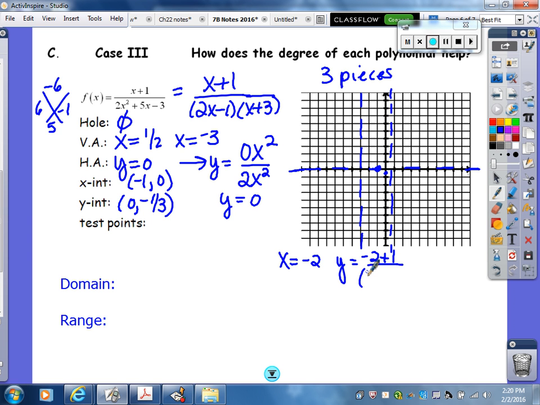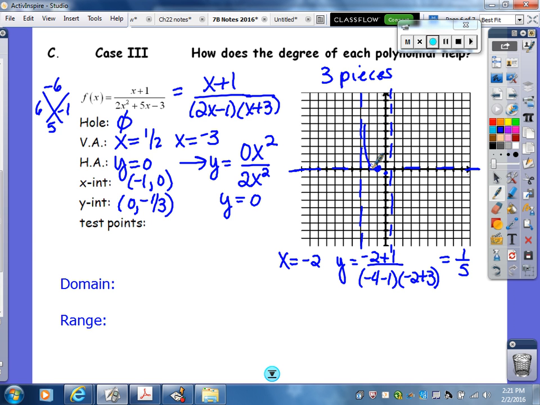2 times negative 2 is negative 4, minus 1, times negative 2 plus 3. Do that math and you should be getting 1/5, positive 1/5. Since I'm plugging into a point, I'm counting from the origin, and I'm plugging into the original graph. I'm not going to get to rotate any points on this. So this is going to go left 2, up 1/5.